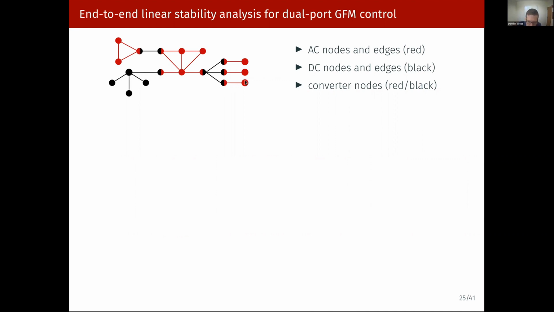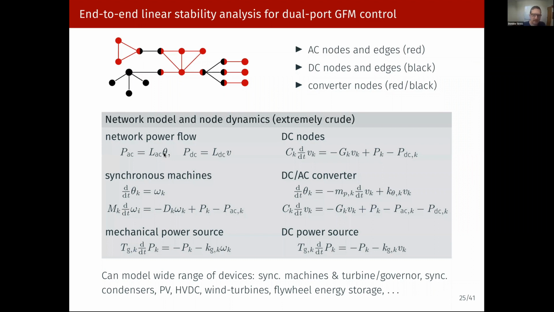And then these red nodes here could be machines, for instance. This would be a machine node, this would be a machine node. Those could be PVs on a DC network. So it's extremely general. And then we have these very crude reduced order models that model the power flow in the AC network as a function of angle differences, and the power flow in the DC networks as a function of DC voltage differences.